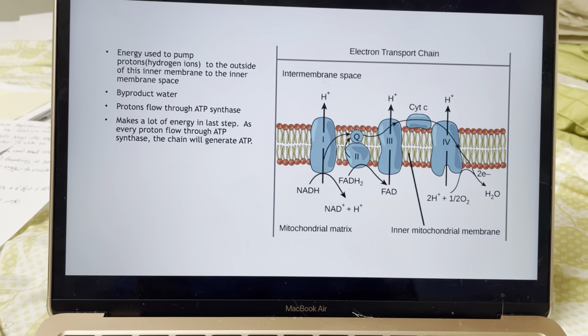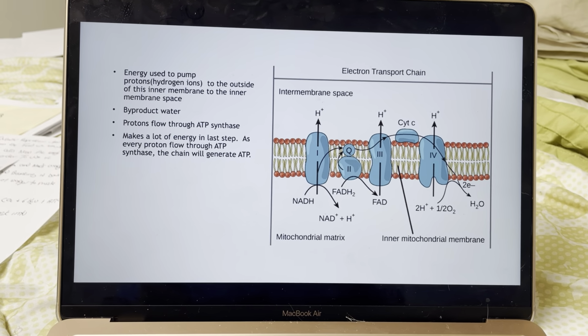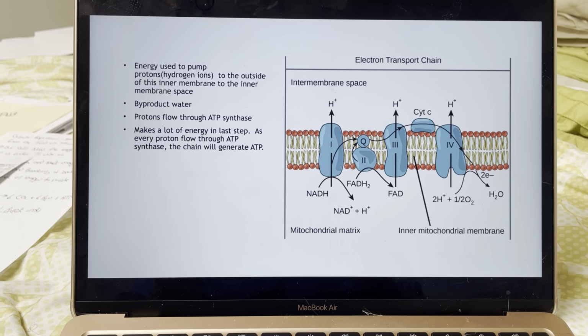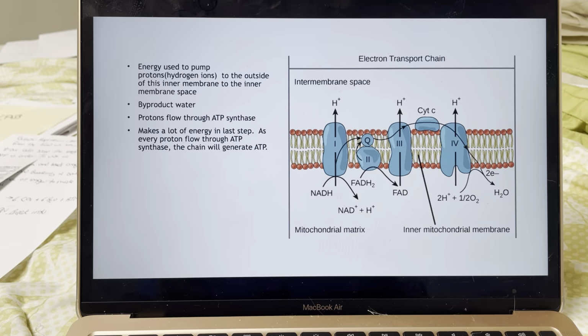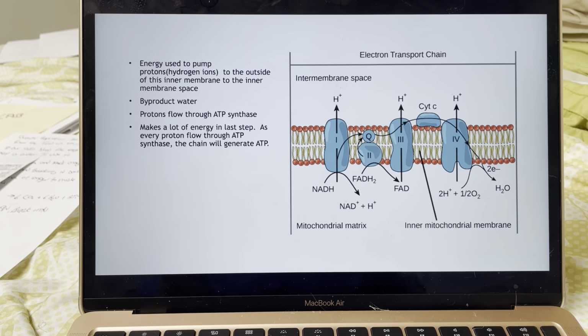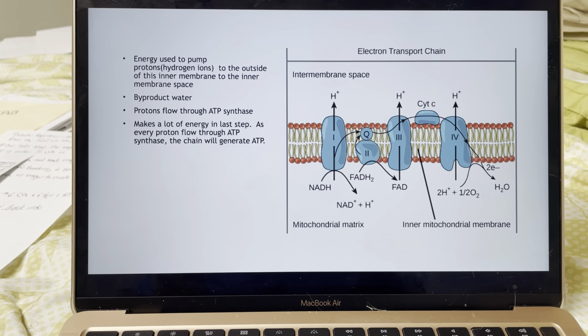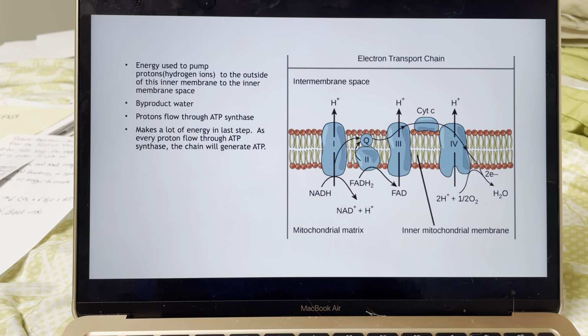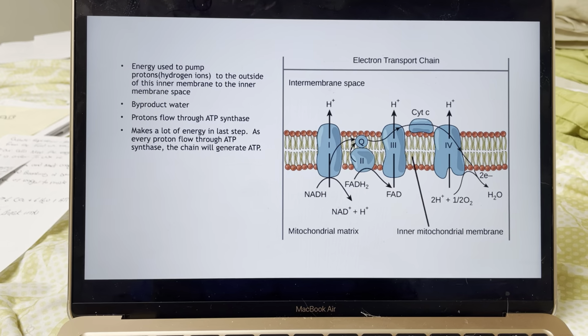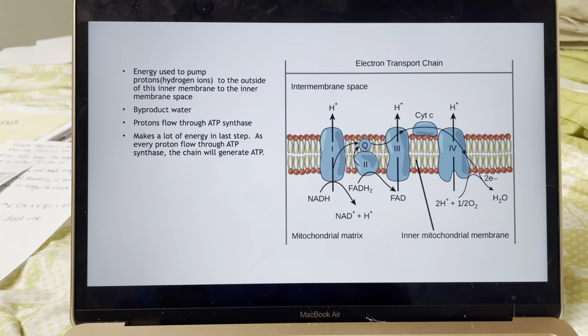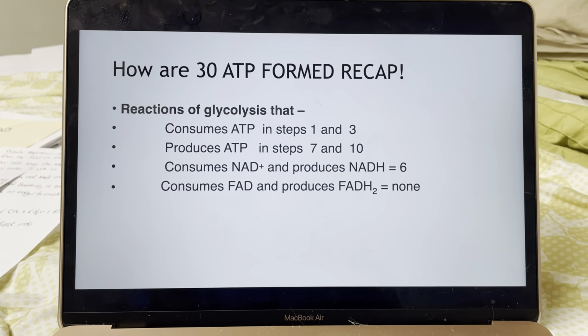In the electron transport chain, the energy is used to pump protons, in the form of hydrogen ions, to the outside of the inner membrane, into the intermembrane space. The byproduct here will be water. Protons flow through the ATP synthase, and this step makes a lot of energy because as every proton flows through the ATP synthase, the chain will generate the ATP that our bodies need.